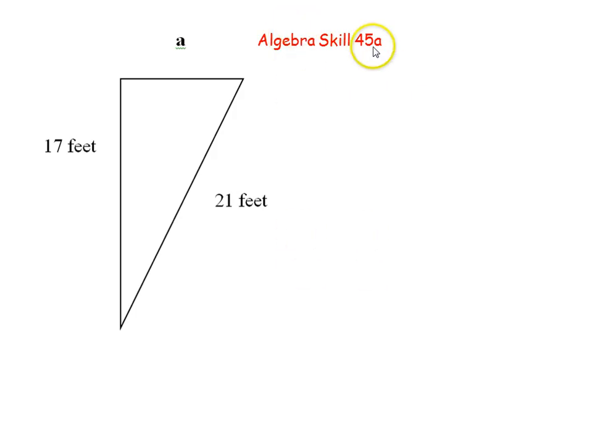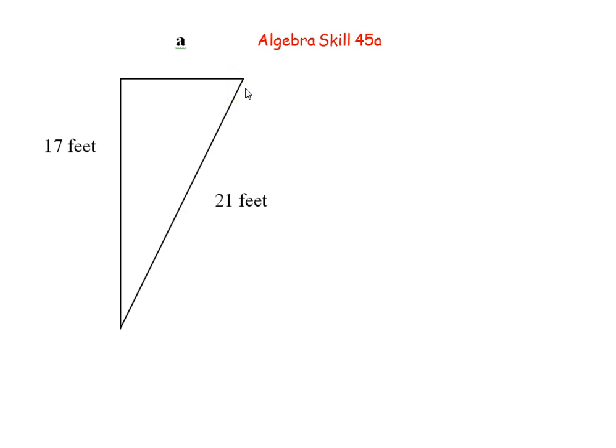Algebra skill 45a, where we have to find this missing value of a here, and this is a right triangle. There's no right angle marked here, but this is a right triangle. We have to find this missing value, and to do that we are going to use the Pythagorean theorem. And the Pythagorean theorem is a squared plus b squared equals c squared. It's very important to note here that c in this case is 21 because it's the longest side.